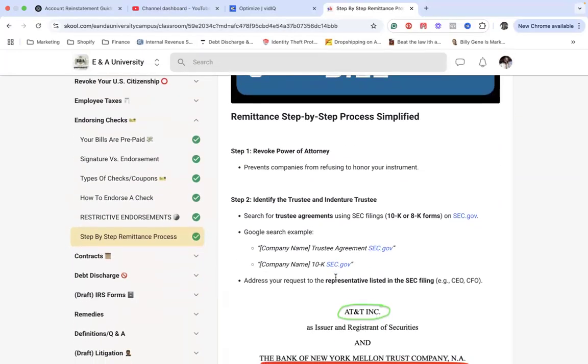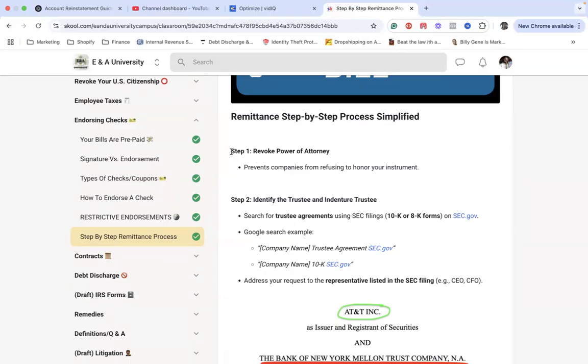So we're going to dive into the actual steps that you need to take, because I'm sure this is what you have been waiting for. You're probably like, all right, now that you're telling me all this, what do I need to do now? Well, here it is. It's a step-by-step remittance process.